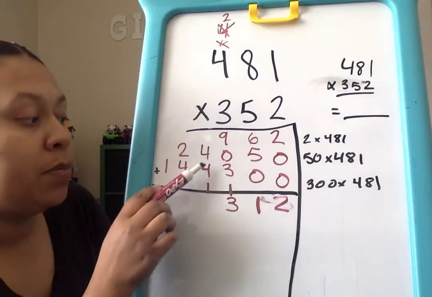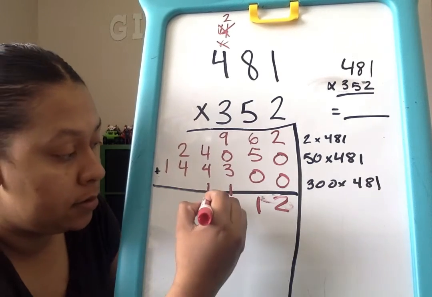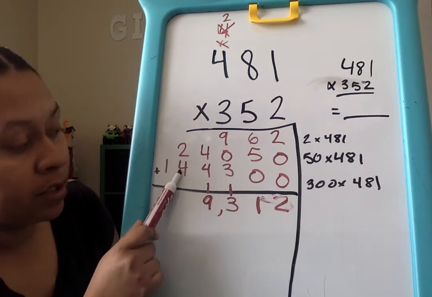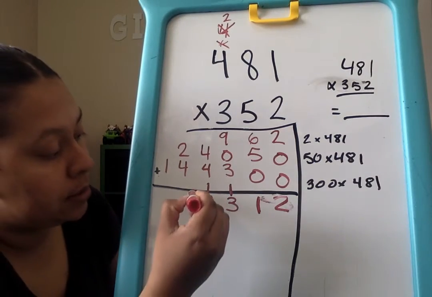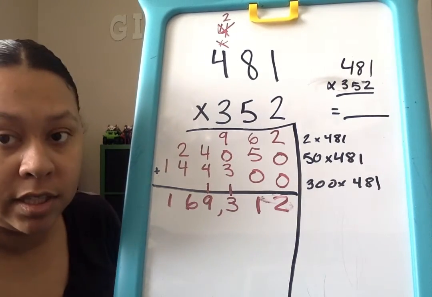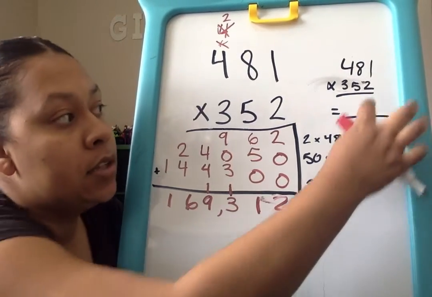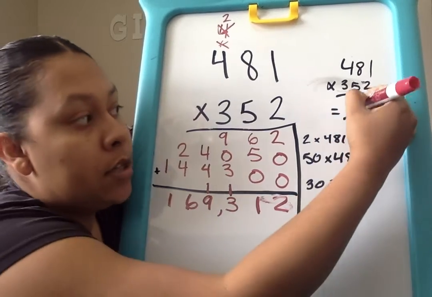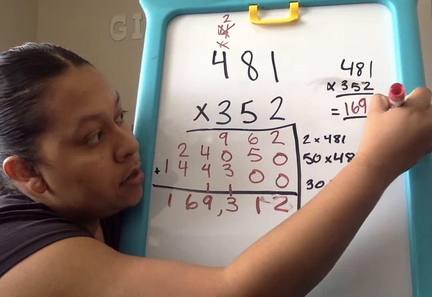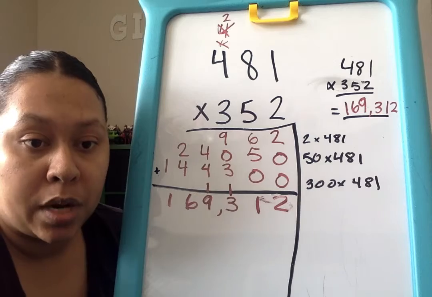So now we have 4 plus 4, which is 8. 8 plus 1, 9. So 9 right here. So now 2 plus 4, 6 right here. 0 plus 1, 1 right there. So we have 169,312. So that's what we're going to plug in right here as well. 169,312. Okay? Okay, that is the first problem.